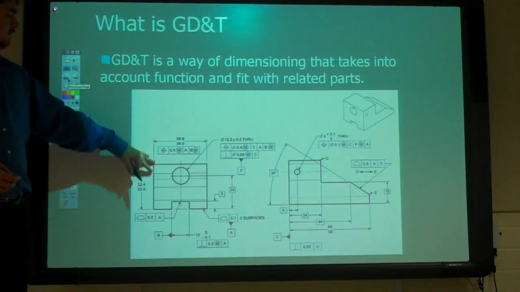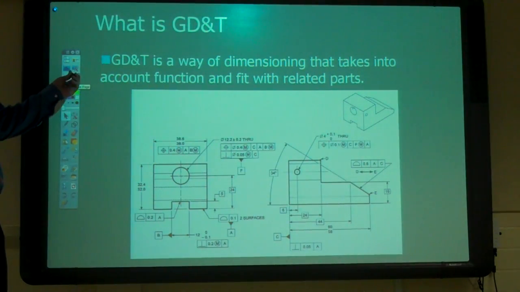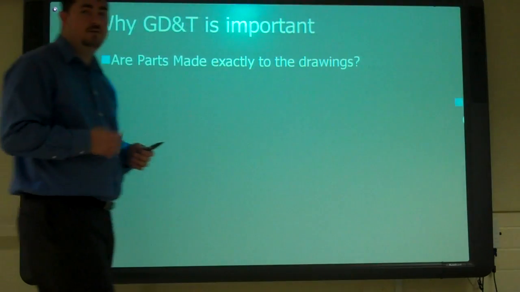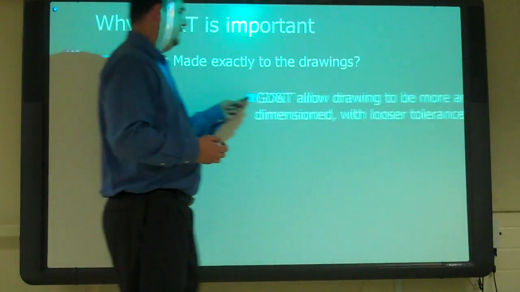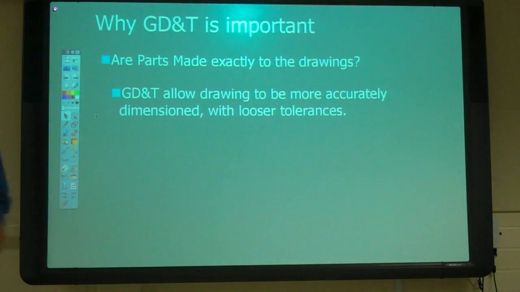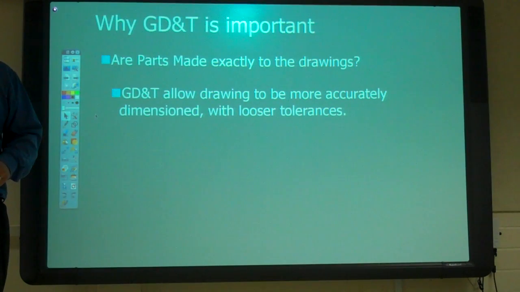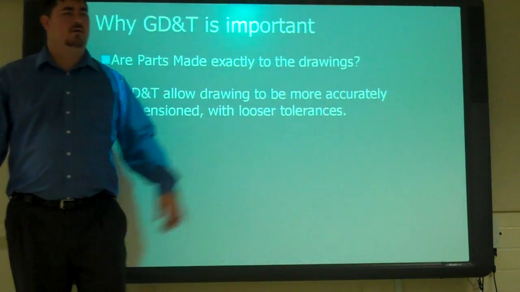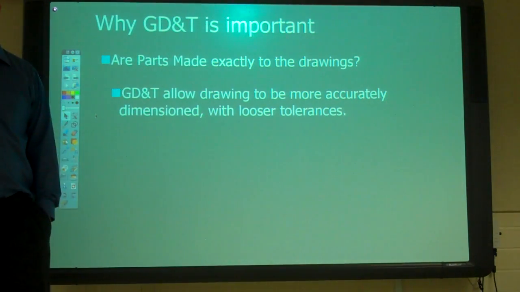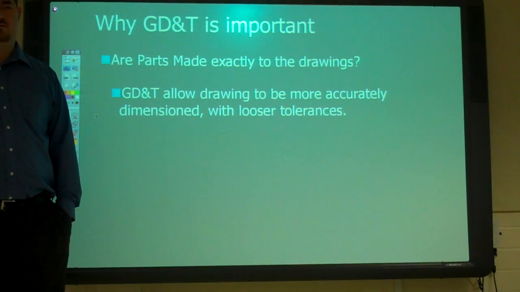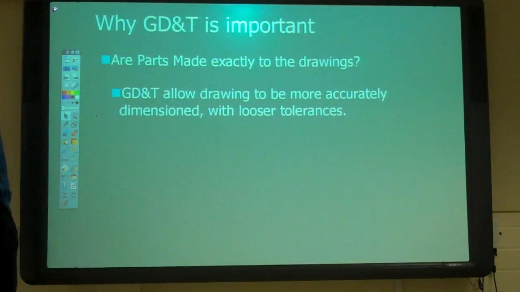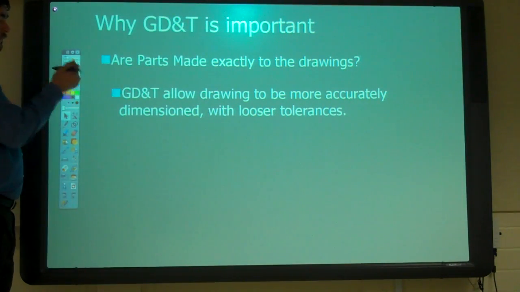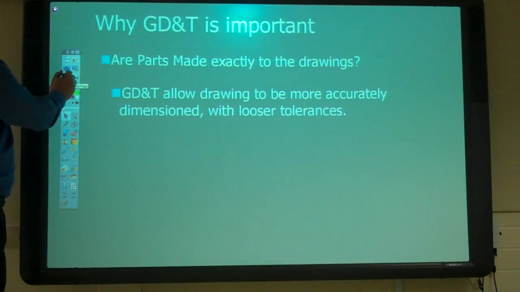I think I have this one later on, where we're going to go through and look at some of this stuff. So, we're going to talk about how parts are not made exactly to the drawings. And so GD&T allows us to have looser tolerances, but make the parts more accurately. So what does that mean? How can I have a looser tolerance and make the part better? Well, not just space between the dimensions, but let's look back here.